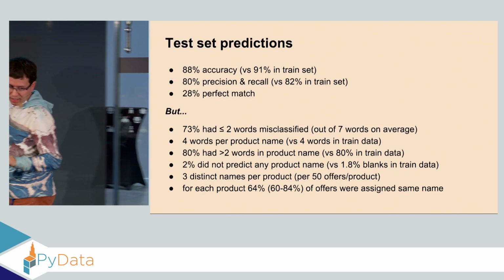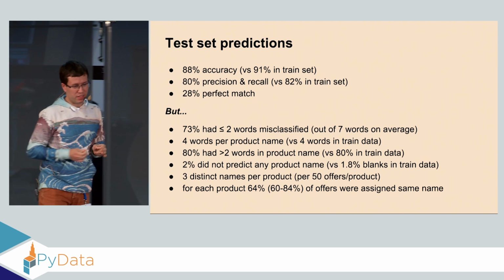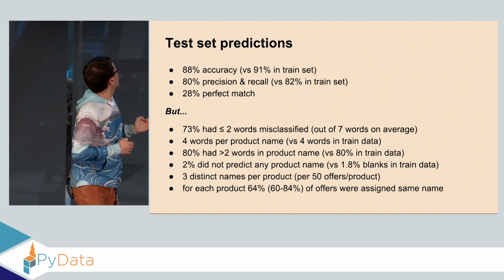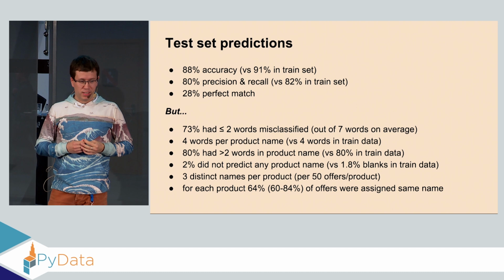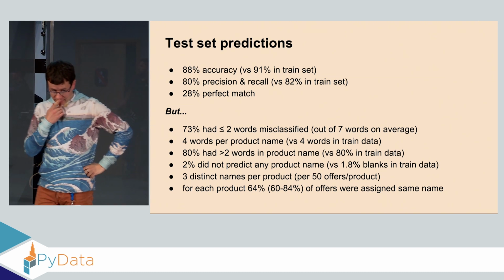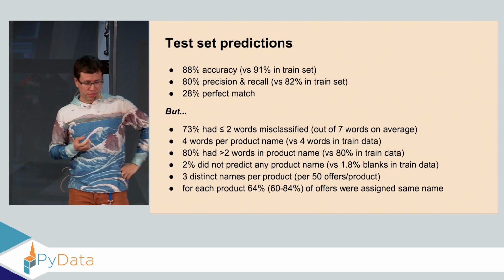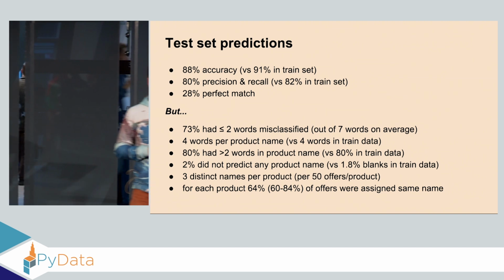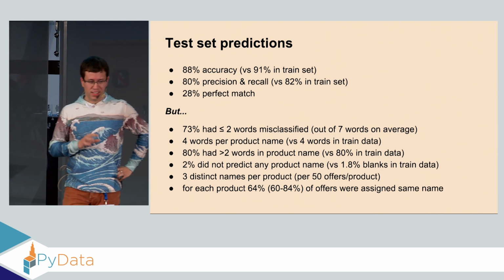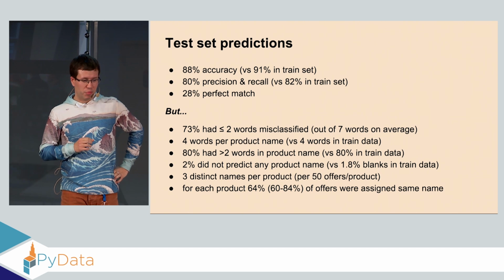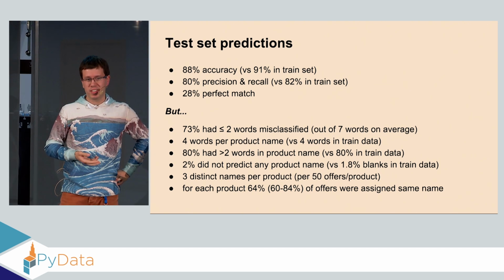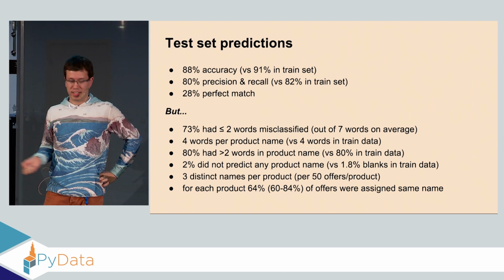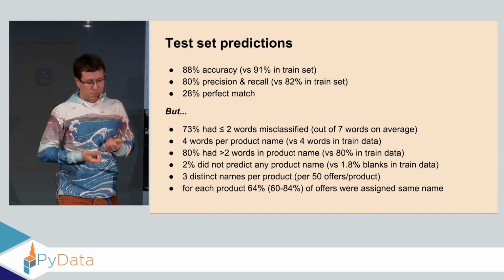Now, if we look at the results, as I said in the beginning, nothing impressive. The accuracy is 88%, precision and recall 80%. For 28% of titles, we had a perfect match. So this is far from impressive. But I think that those numbers are not really that relevant for the problem, because if we look at what it predicts, then the predictions are really, really reasonable in most of the cases. That's not a metric, of course.